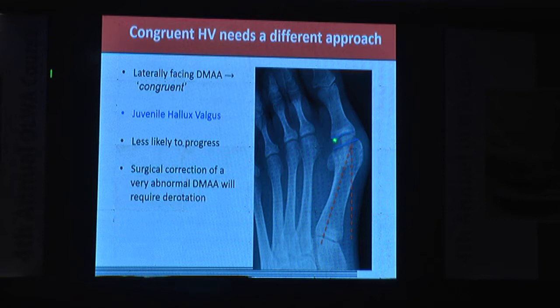This is a congruent hallux valgus, which means the articular surface of the metatarsal is scooped to one side. It is not lying straight at 90 degrees to the axis of the metatarsal. It is on one side, and the joint is absolutely congruent and parallel.